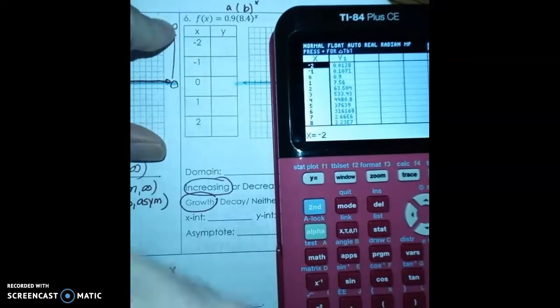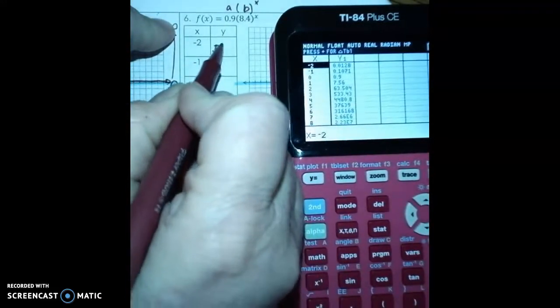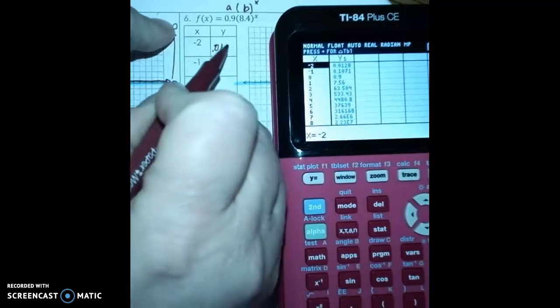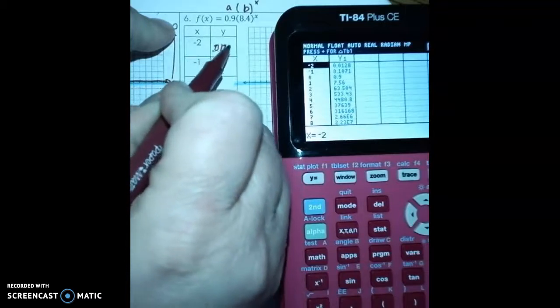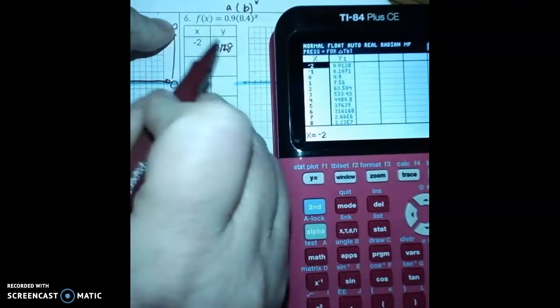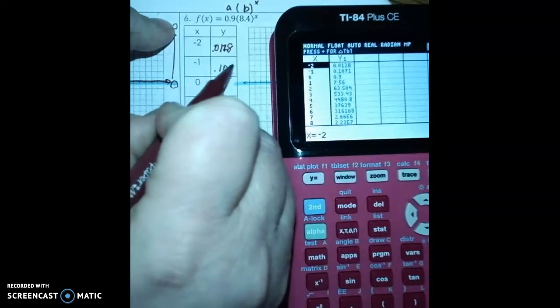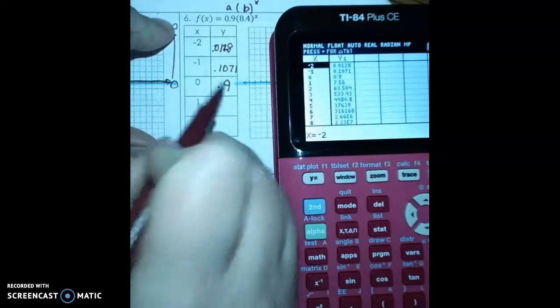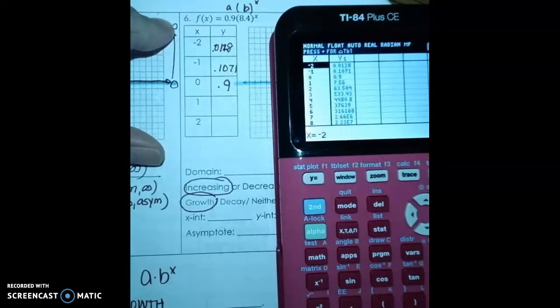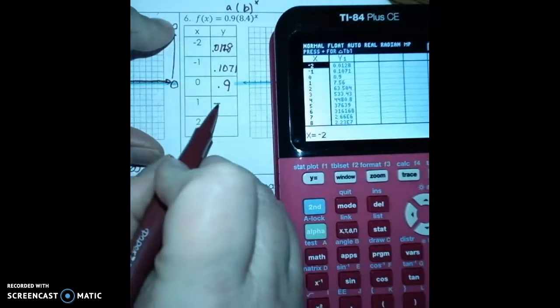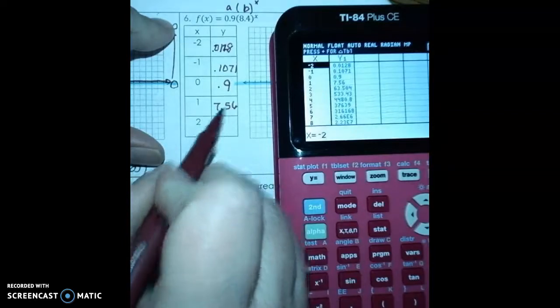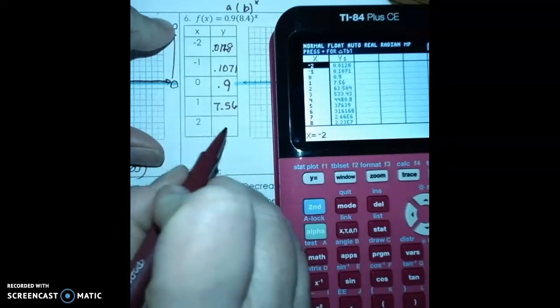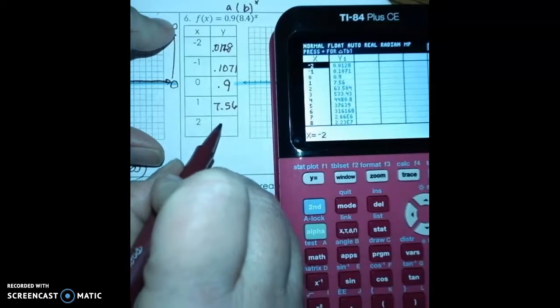At -2 equals 0.0128, okay? -1 is 0.1071. 0 is 0.9. Well, there's that y-intercept we just named. And 1 is 7.56, and 2 is 63.5.